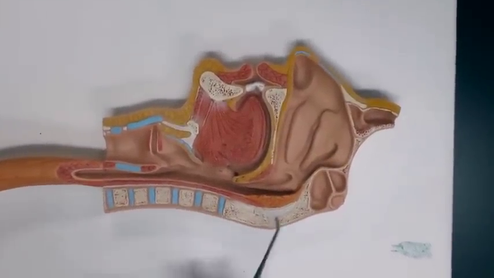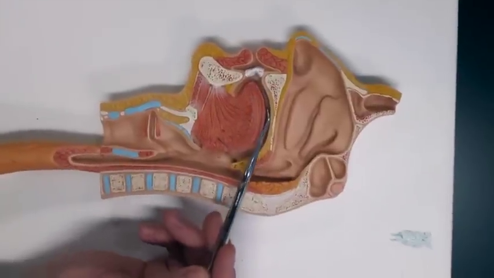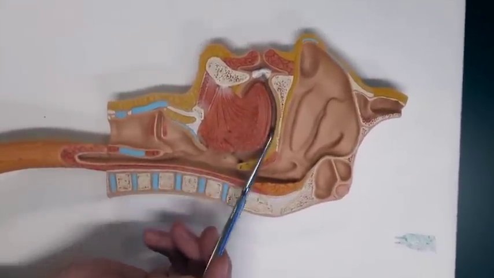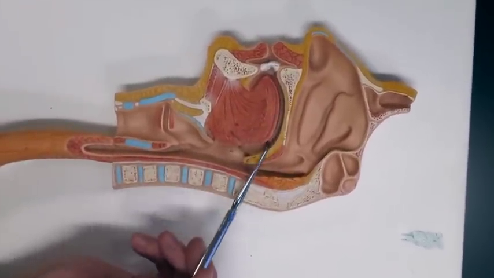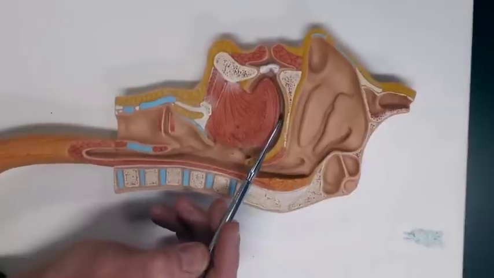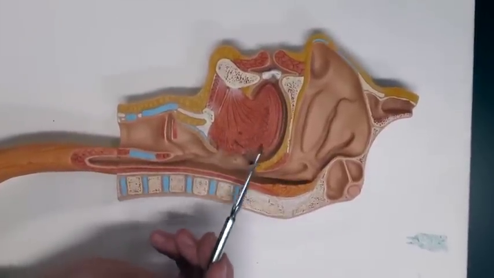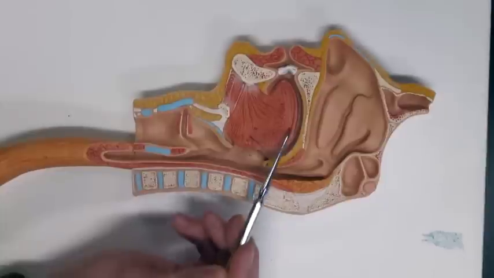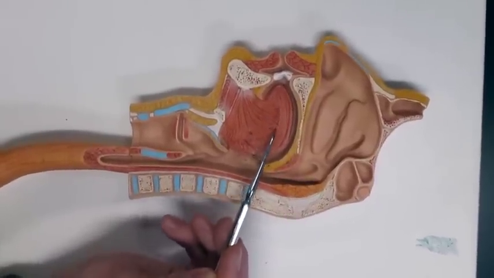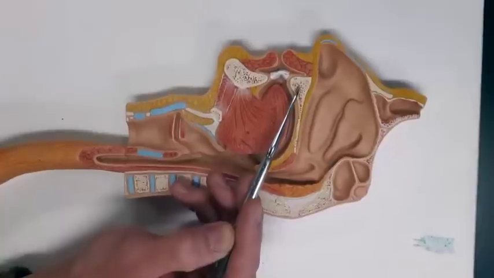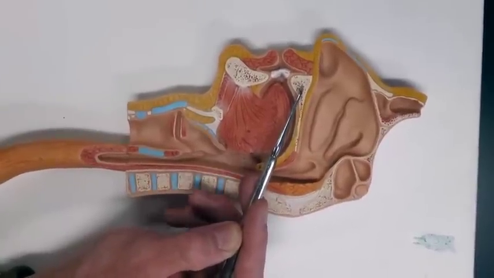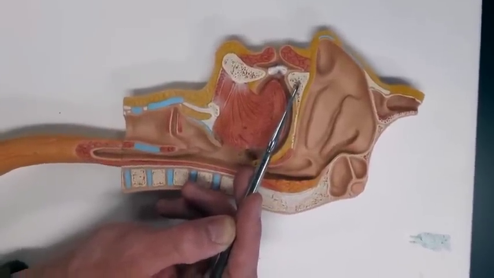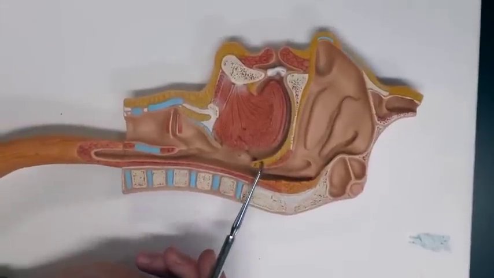Alright, so the first thing we have is the oral cavity right here. Alright, so this is the oral cavity. The next thing on your list is going to be the tongue. So this guy right here, this big pink muscle, this is going to be your tongue. Your hard palate is the bone right here, roof of the palate. Your soft palate is this guy right here.